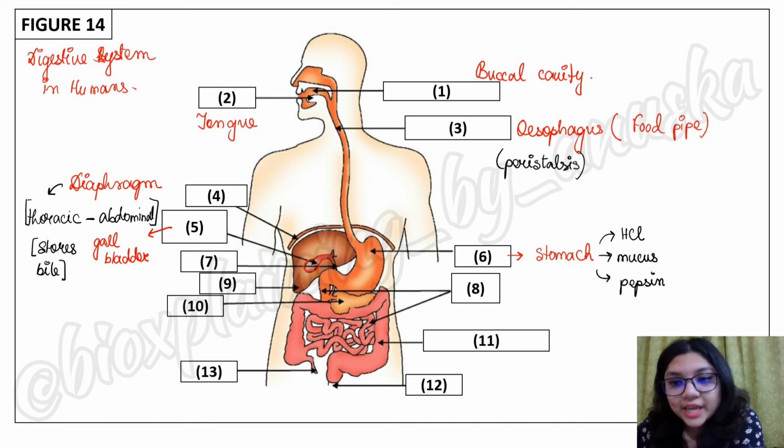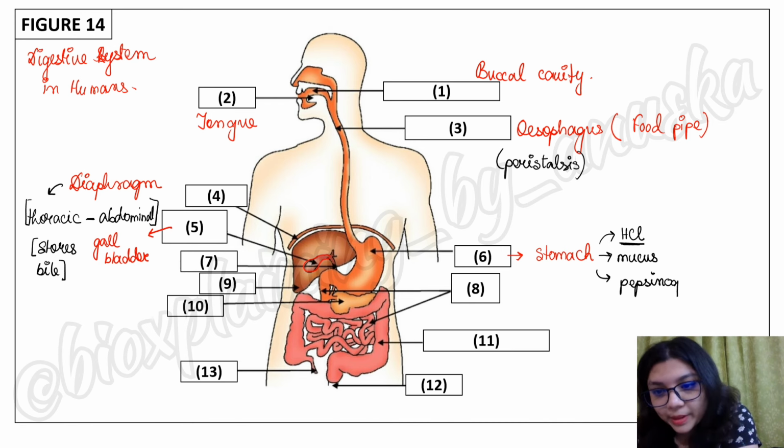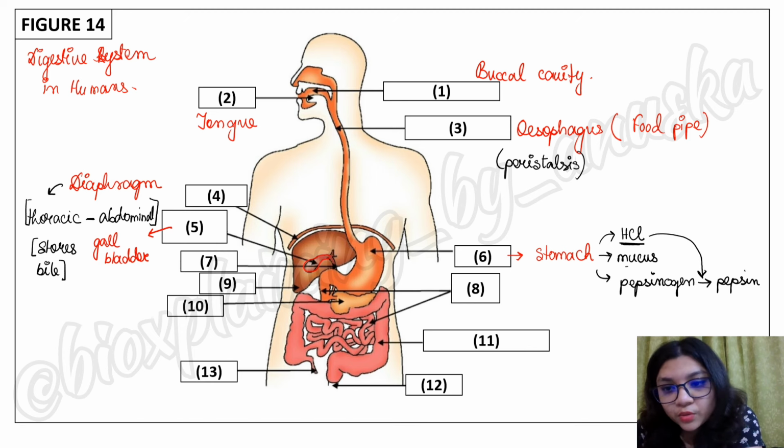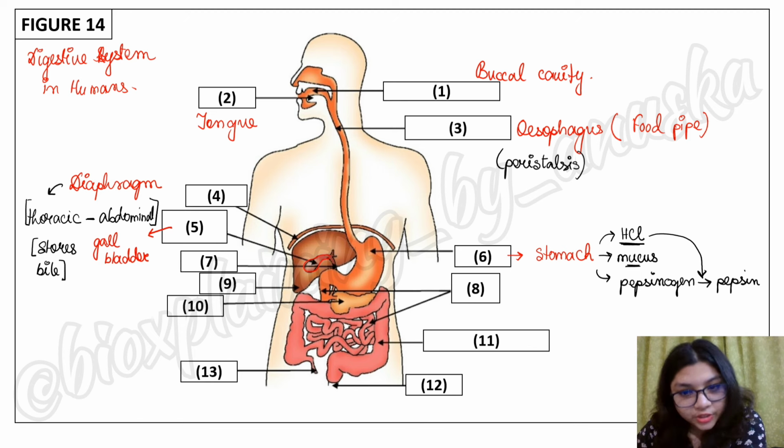It activates inactive pepsinogen to pepsin. Okay? So pepsinogen is converted into pepsin via the action of this HCl, and the mucus protects the stomach wall from getting corroded by the HCl action. Done. So food digestion to some extent occurs in the stomach.